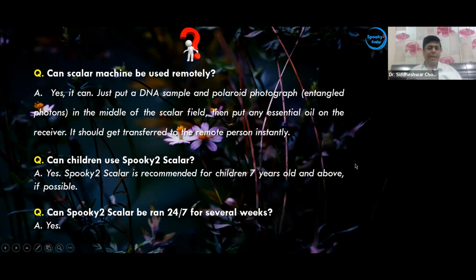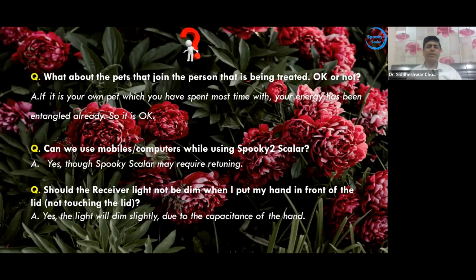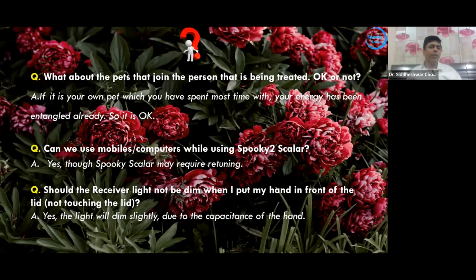Can children use Spooky2 Scalar? Yes, of course. We recommend over 7 years of age. Can Spooky2 Scalar be run 24/7 for several weeks? Of course, yes, you can. Is it normal to have our pets in the scalar field with us? Absolutely fine, because your pets are already entangled with your energy. So I find there is no problem.